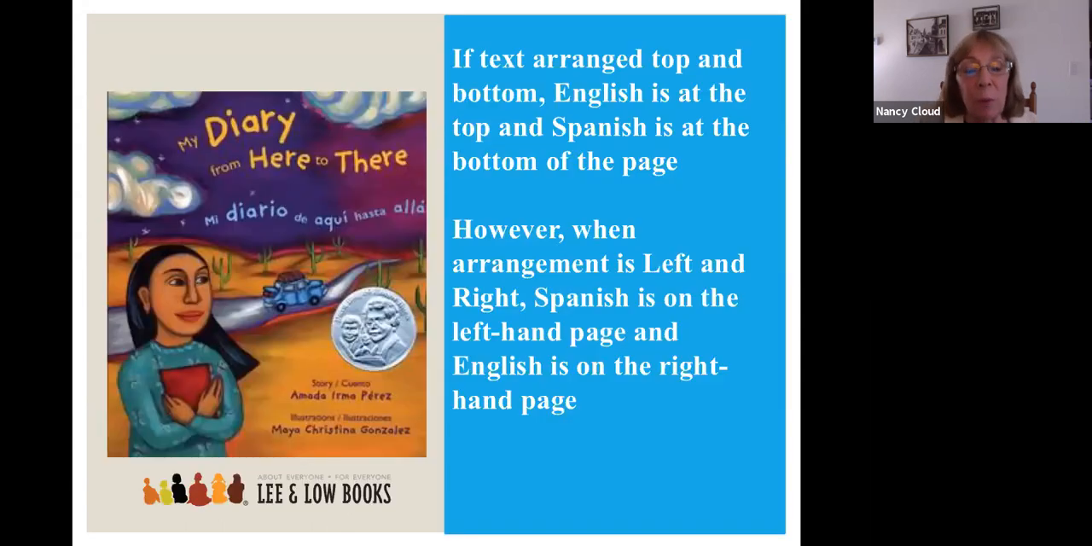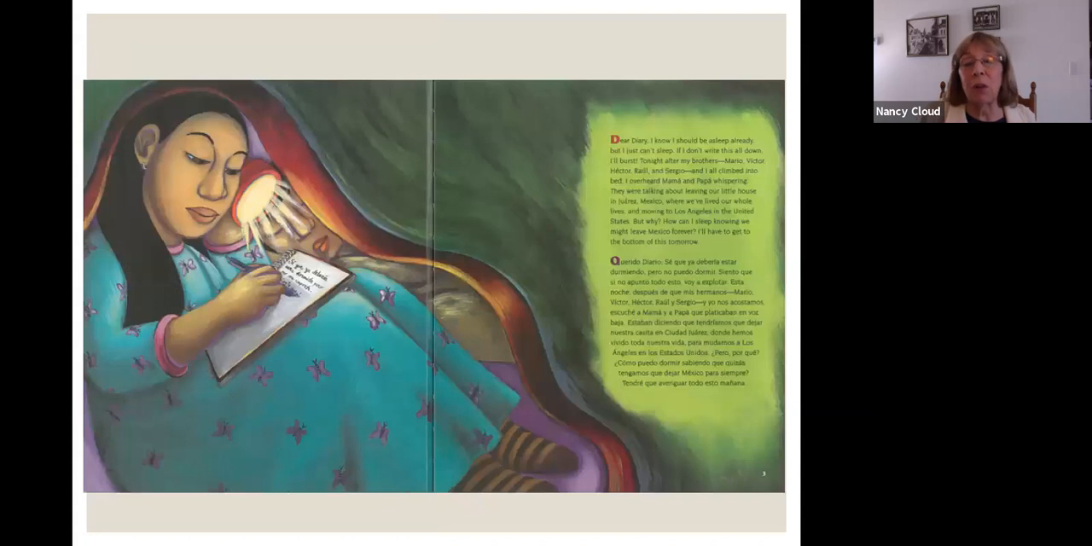So what I loved about this book, this is a Lee and Low book, and you're going to see me talking about some of their books because they meet a lot of the criteria that I'm sharing with you today. One is who they choose as authors and illustrators, and where they put text on a page. This book is a good example: if the text on a page is arranged top to bottom, English is at the top and Spanish is at the bottom. However, if the arrangement is left-hand page, right-hand page, Spanish is on the left and English is on the right. So they alternate where you find each language.